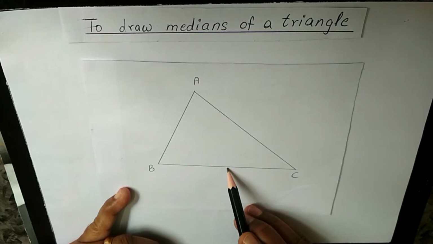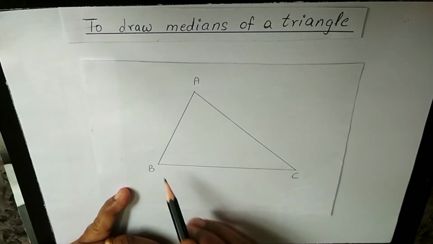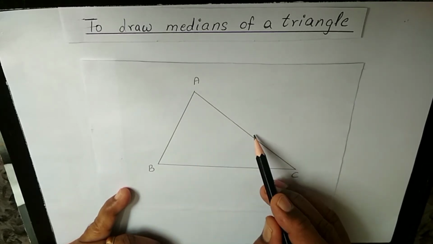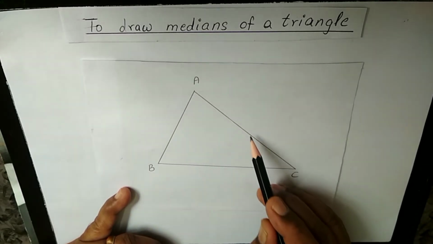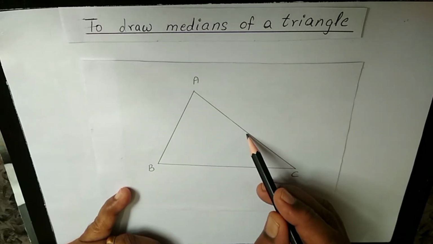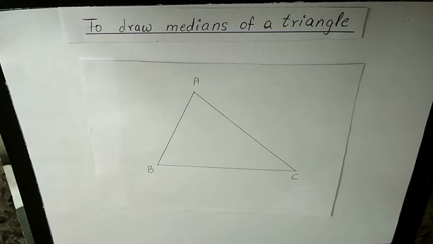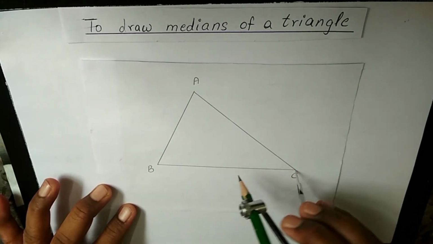So we have to find the midpoint of BC. Similarly, a segment which joins B to the midpoint of AC, that will be the median drawn from B on AC. That means we have to find the midpoint of AC also, and similarly we have to find the midpoint of AB also. Now how to find the midpoint? It is the same thing as the concept of perpendicular bisector. So let us do this.